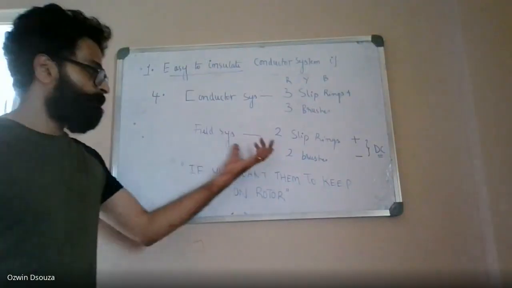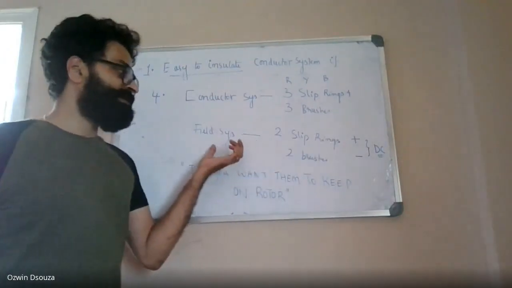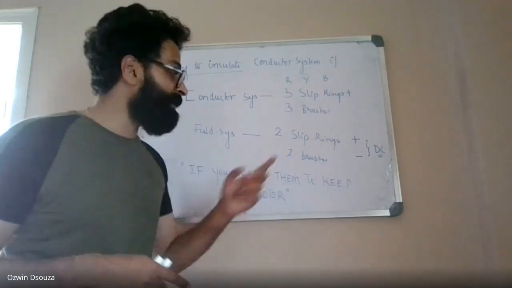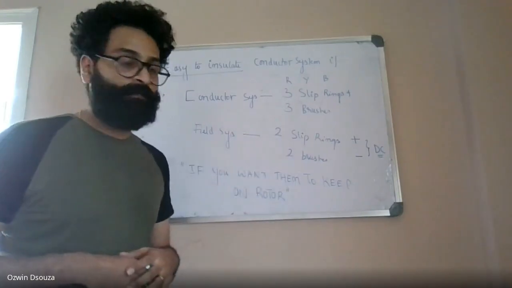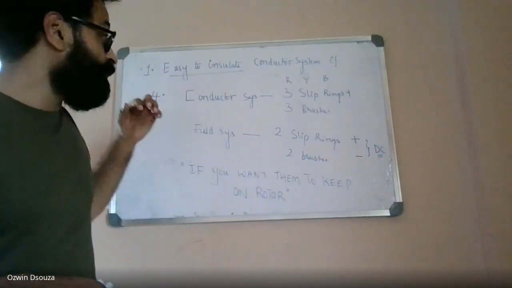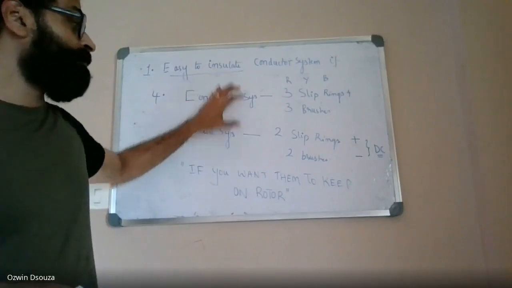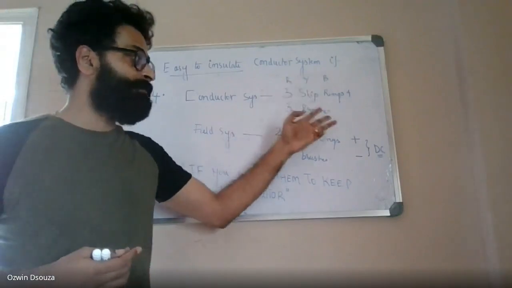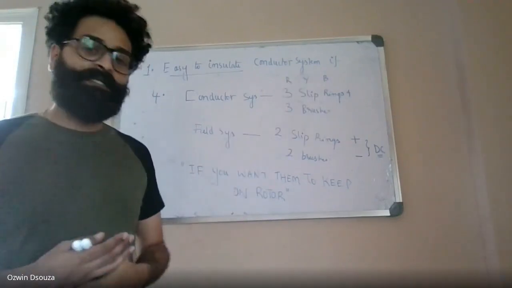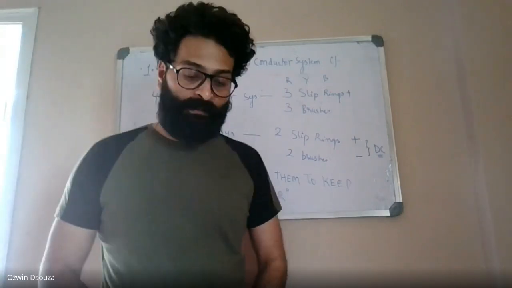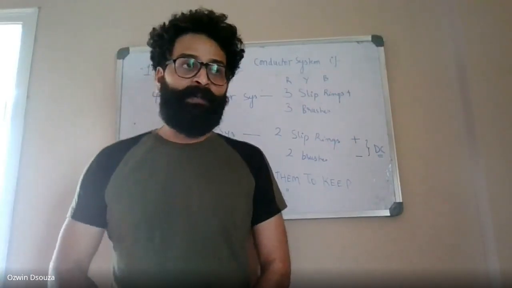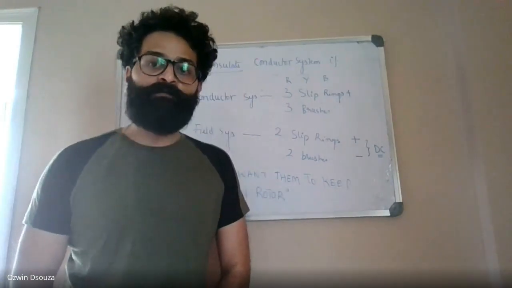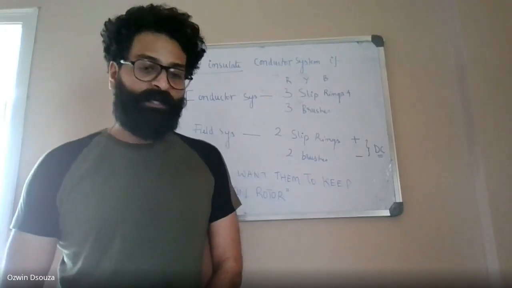So if you go for a field system on the rotor side, you will have to maintain just two slip rings and two brushes. On the other hand, if you were to keep the conductor system onto the rotor side, then you will end up maintaining how many slip rings? 3 slip rings and 3 brushes. And brushes and slip rings are very, very costly. The slip rings are made up of high-grade copper, and brushes are made up of soft carbon material. So they are very expensive.